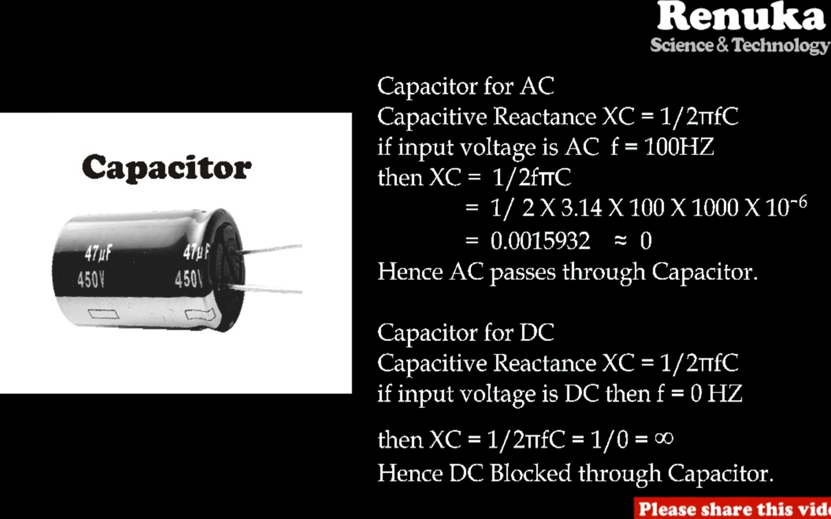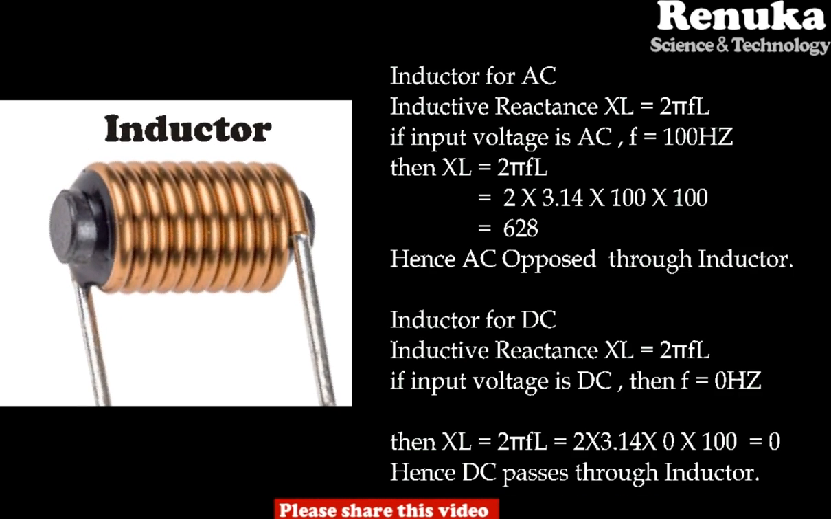Now the second component is the inductor. The inductive reactance, that is the opposition offered by the inductance, is given by XL equal to 2 pi f into L.